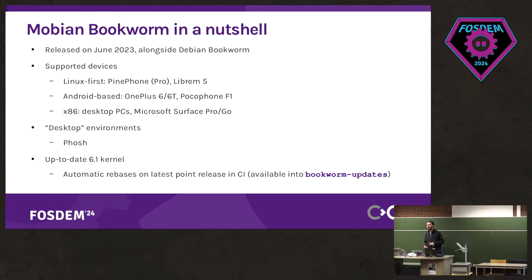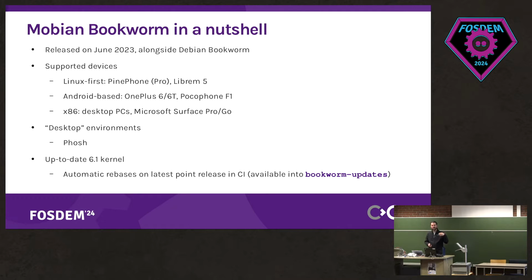We provide a single desktop environment in this release, which is Phosh. And we also provide up-to-date 6.1 kernels. So the 6.1 kernel is not the latest, but the former LTS branch, meaning it's supported up until 2026, if my memory is good.